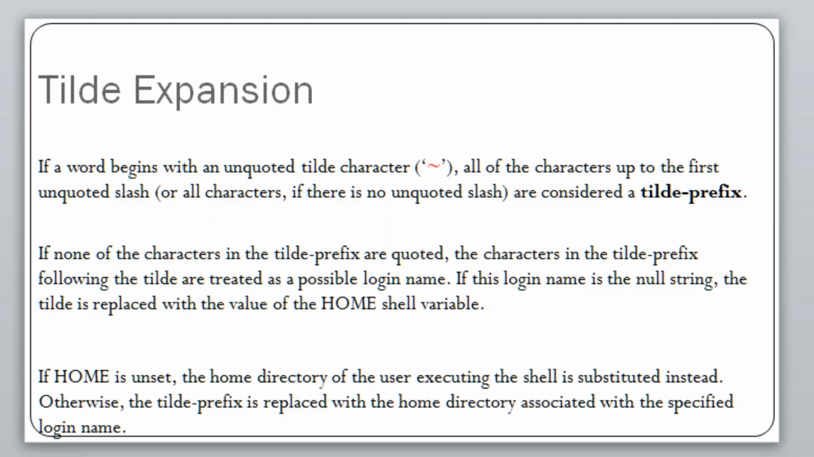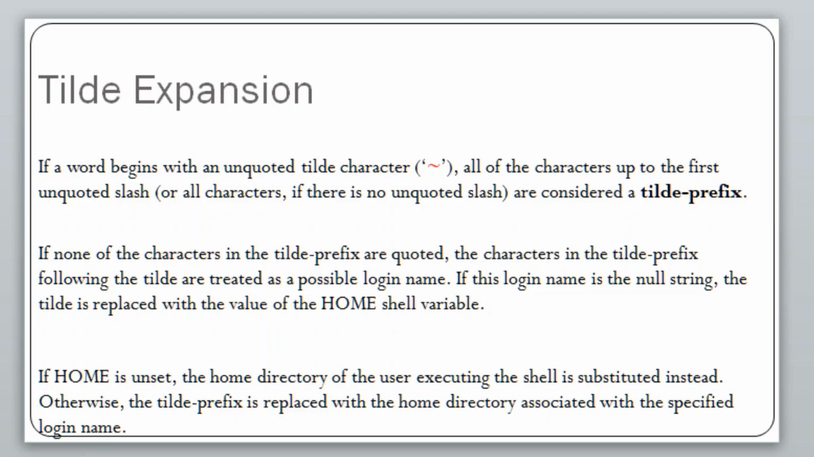We're going to briefly touch on this as well. If a word begins with an unquoted tilde character, all of the characters up to the first unquoted slash are considered a tilde prefix. If none of the characters in the tilde prefix are quoted, the characters in the tilde prefix following the tilde are treated as a possible login name. If this login name is the null string, the tilde is replaced with the value of the HOME shell variable. If HOME is unset, the home directory of the user executing the shell is substituted instead. Otherwise, the tilde prefix is replaced with the home directory associated with the specified login name.